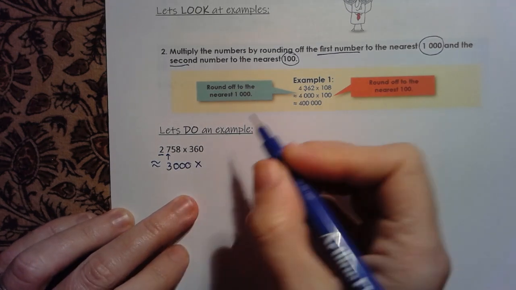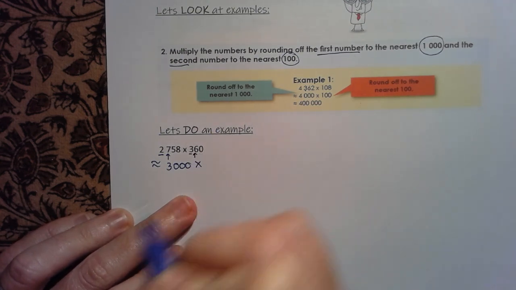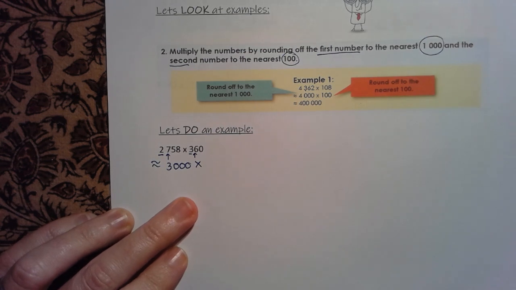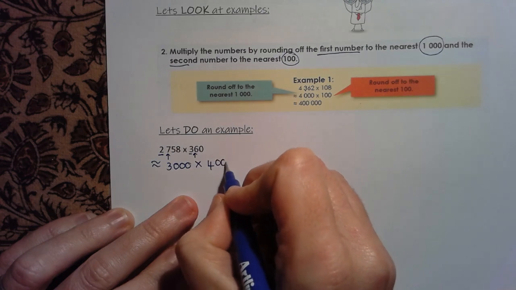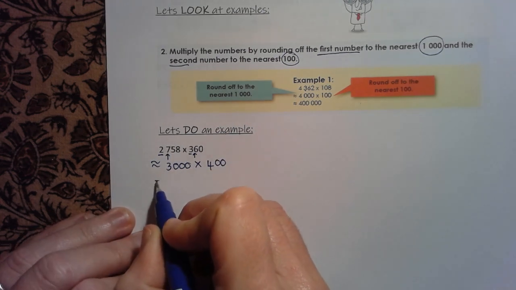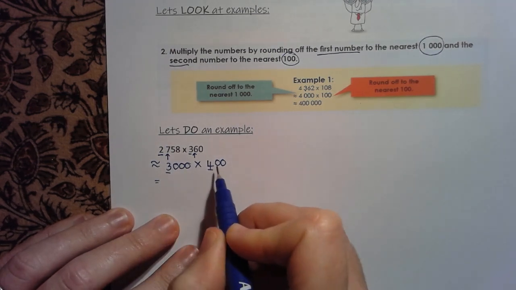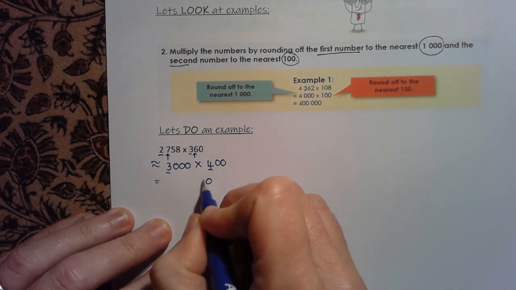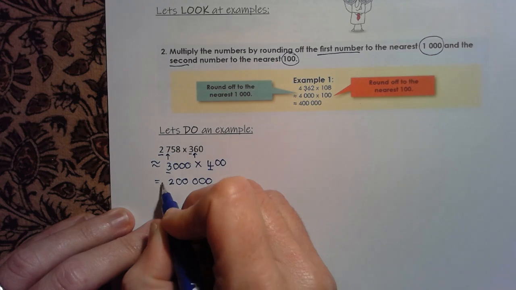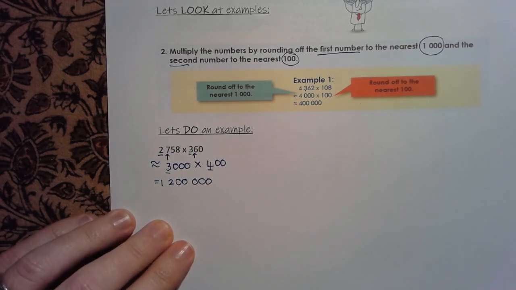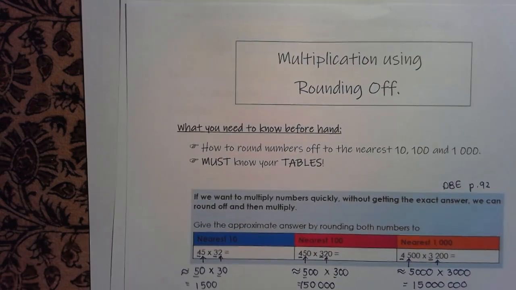Okay, times, and then round off to the nearest 100. So the 100 is 300, and the tens will be the indicator, which is 6 or 60, you can say, and that tells me it's going to round up to 400. Okay, so now I'm going to multiply. 3 times 4 is 12, and my answer will have 1, 2, 3, 4, 5 zeros. So it's 1,200,000. Now we go to the next example.